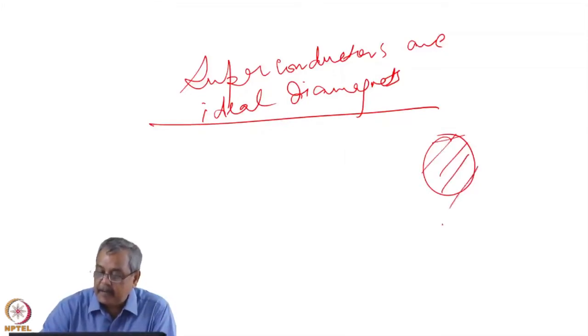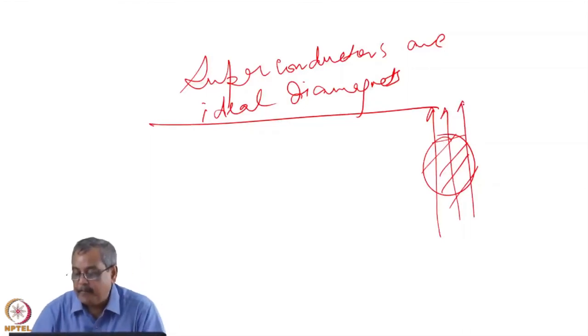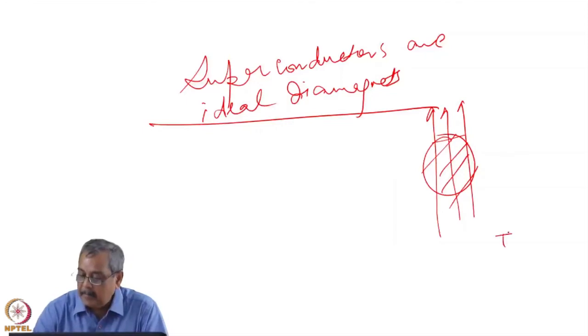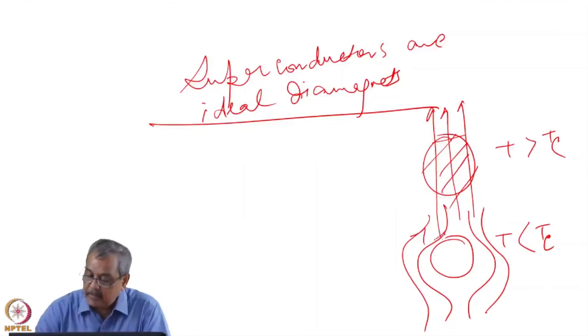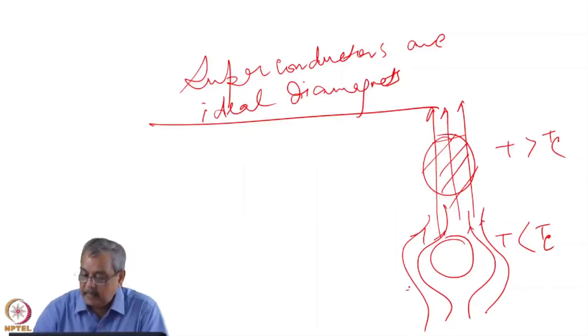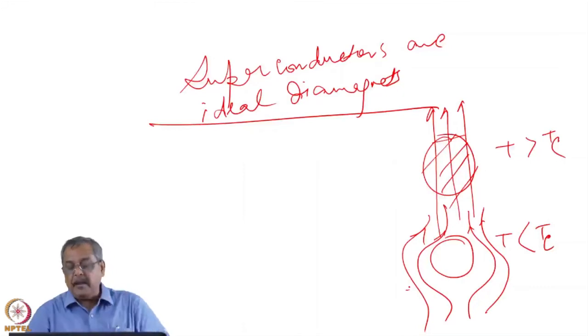If there is a superconducting material in a magnetic field, when you go to T less than the superconducting transition temperature, for a type 1 superconductor, it will repel out the magnetic flux. That's why a superconductor is known as an ideal diamagnet. And in measuring magnetic moment density, we should be able to identify the magnetism in a superconductor.